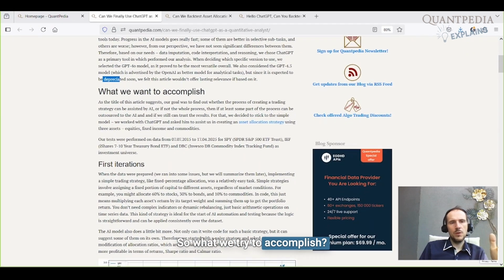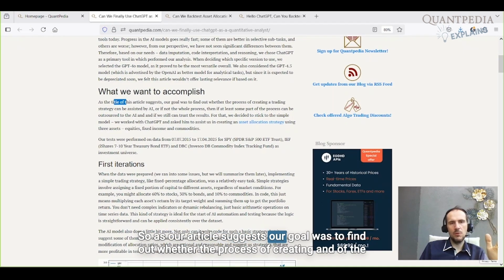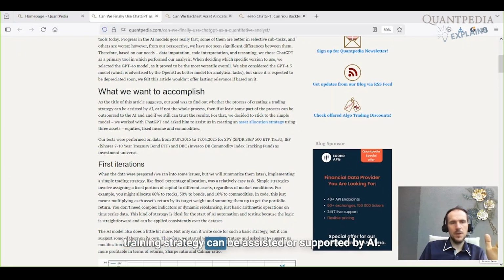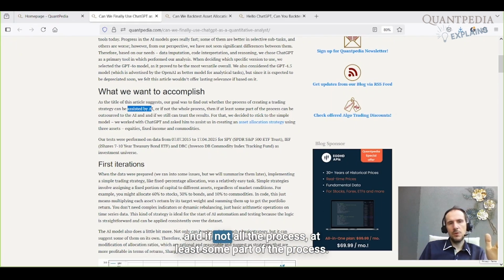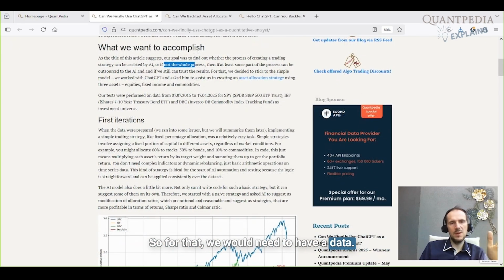So what did we try to accomplish? As our article suggests, our goal was to find out whether the process of creating a trading strategy can be assisted or supported by AI. And if not the whole process, at least some part of the process. So for that, we would need to have data.